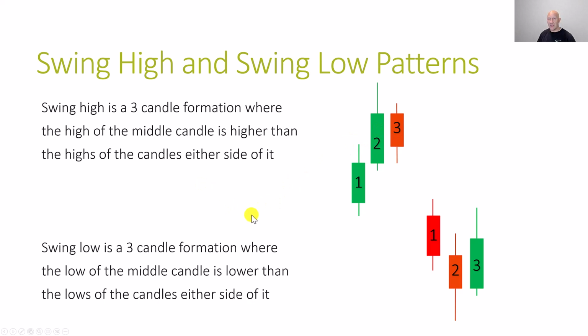Similarly with our swing low pattern, it's obviously the other way around. So we have a 1, 2, 3 candle formation, and the low of the second candle is lower than the low of both the first and the third candle. You can see in this example, this is our second candle, and this low is lower than the low on the third candle and lower than the low on the first candle. And so that's our swing high and swing low patterns.